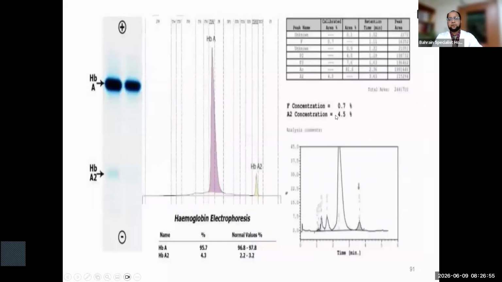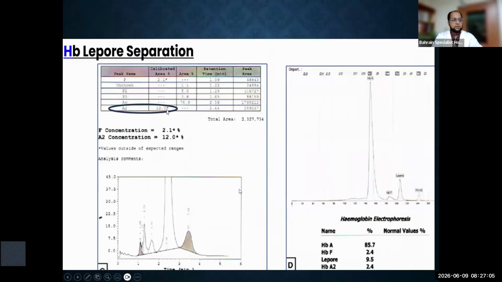And this is from a case of beta thalassemia carrier. HbA2 is 4.5. As we can see, F is not elevated and A is 95%. These are a few examples from other conditions like Hb Lepore. HbA2, as I told, has overlap with Hb Lepore, HbD Iran, and HbD Punjab. So we have to be sure to note that the A2 value is around 10% to call it Lepore.